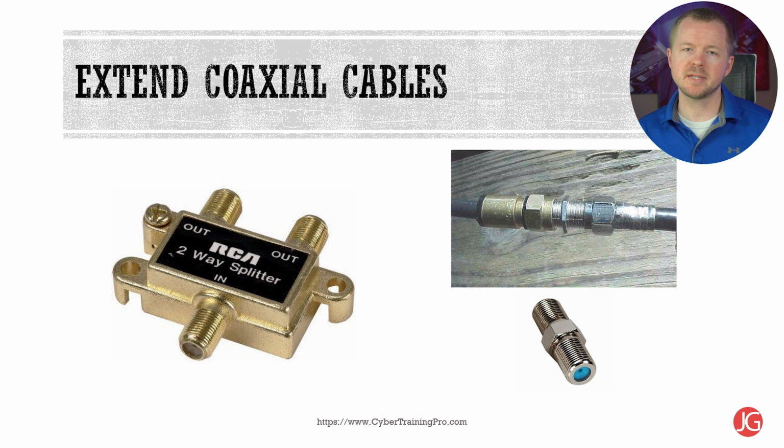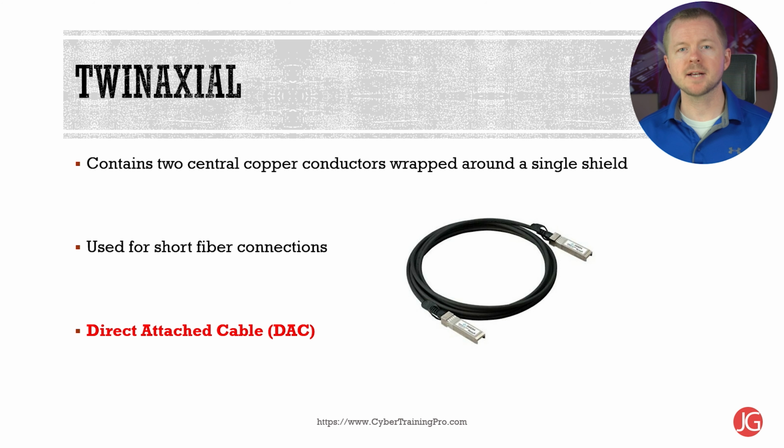It's not uncommon to see coaxial cables use a splitter to connect multiple devices together, or to use a barrel connector if you need to extend the distance to your connection. And you can see some examples here on the screen. Twinaxial cable is a coaxial cable that contains two central copper conductors wrapped around a single shield. That might be used for short fiber connections, typically within the same network rack because it's cheaper, and we call this direct attached cable, or DAC.